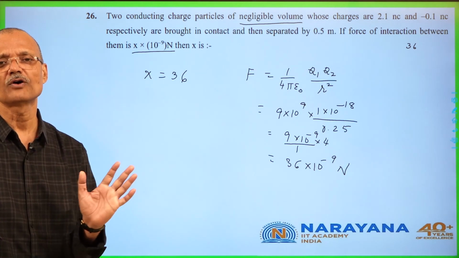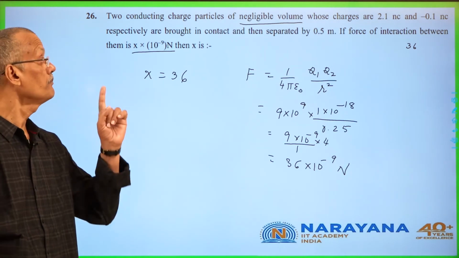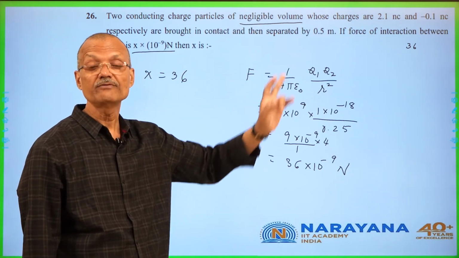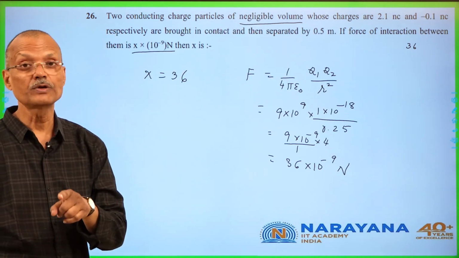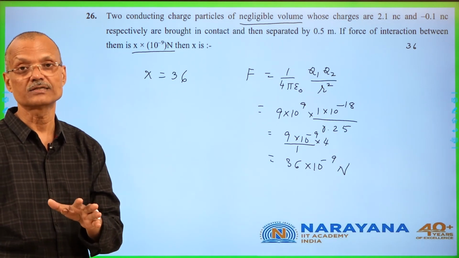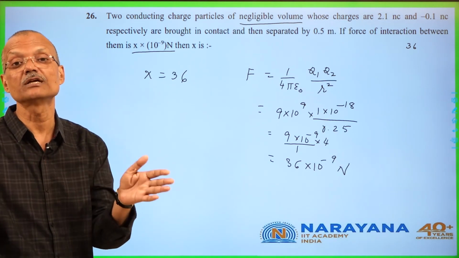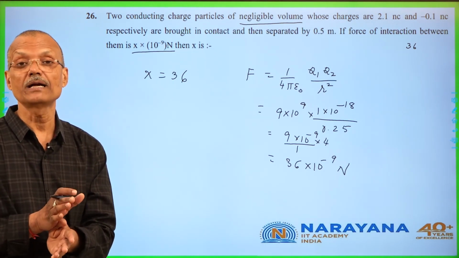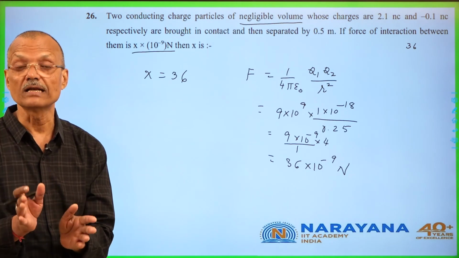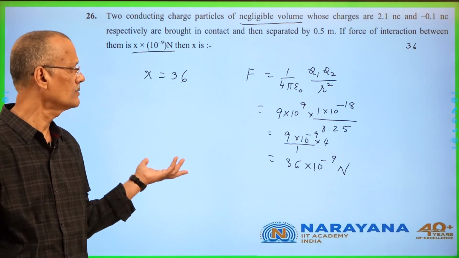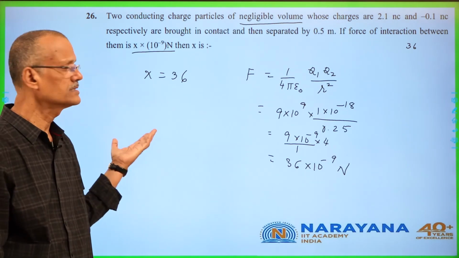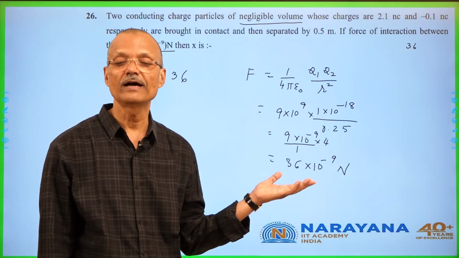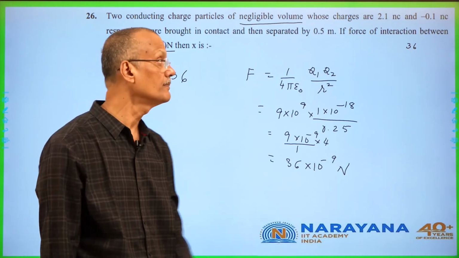Simple Coulomb's law you have used. The important point is only one, that negligible volume. If they have volume, then you cannot equate the charges. They cannot equally share the charge. Then sharing of charge will take place depending upon equal potential. Clear to you? Here the problem was very simple. Answer is 36. I hope that all my students will do very well in this type of paper.